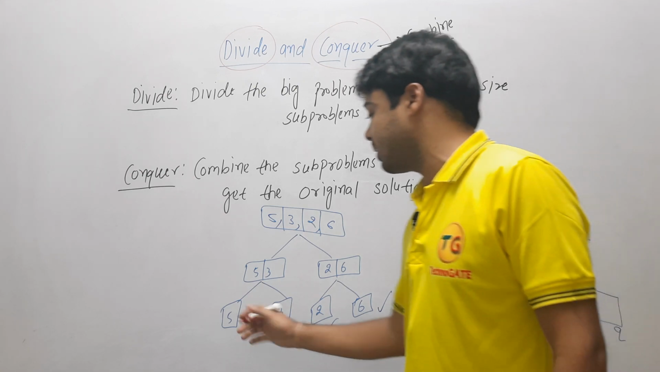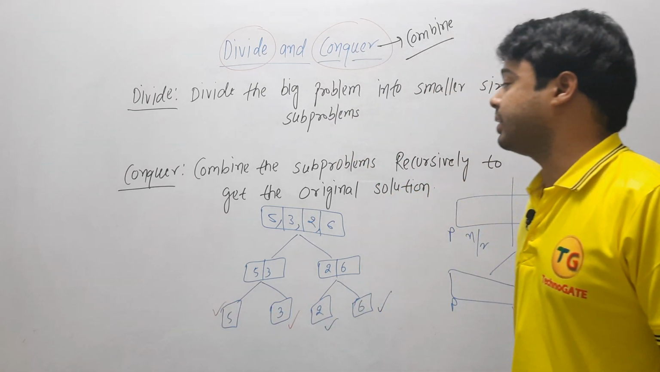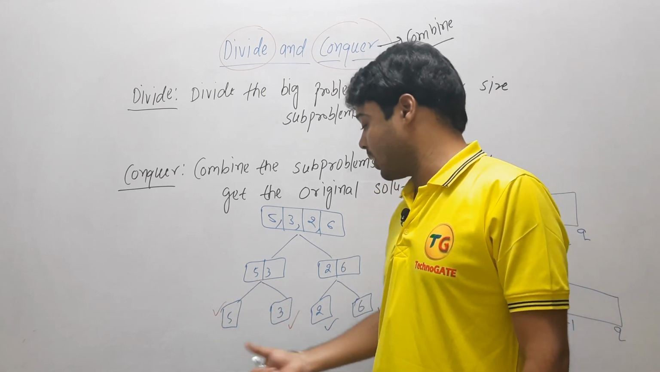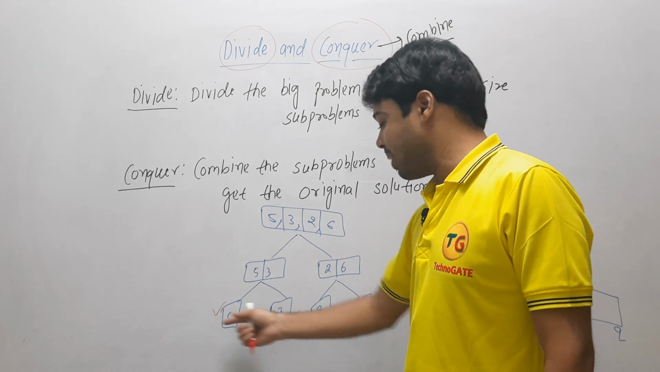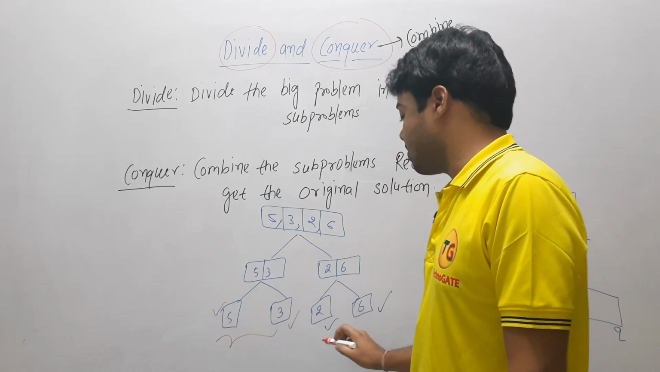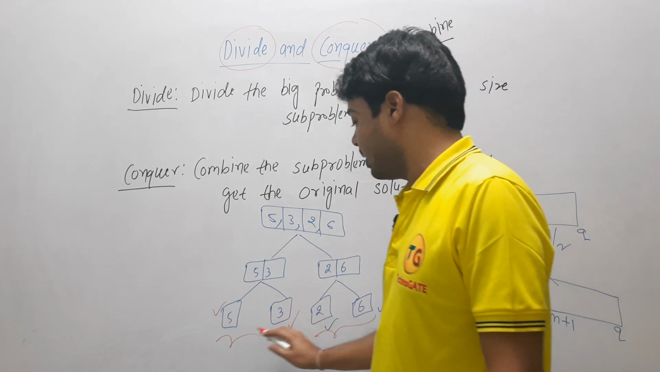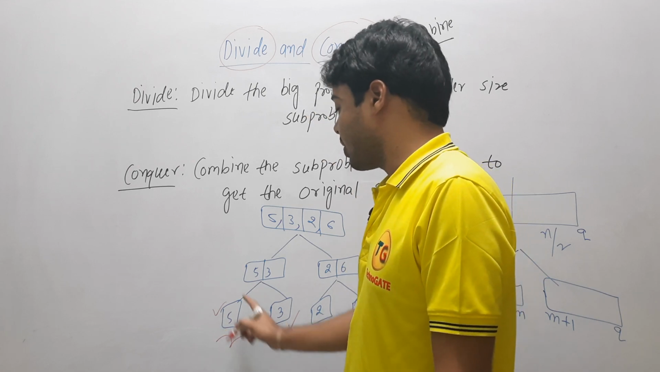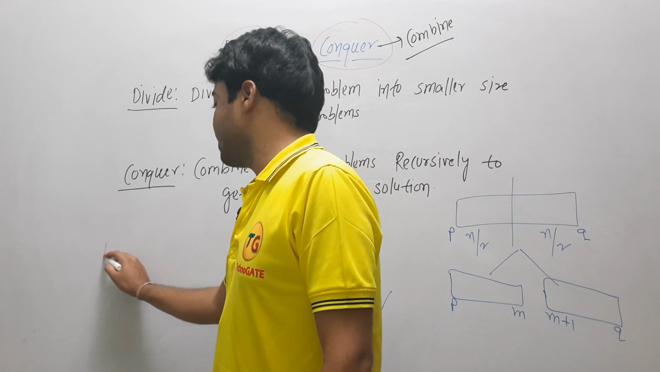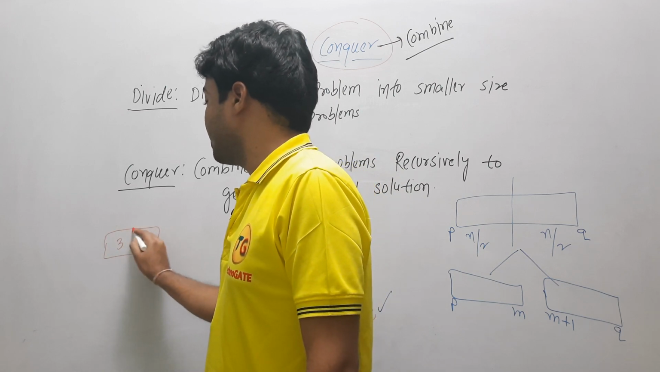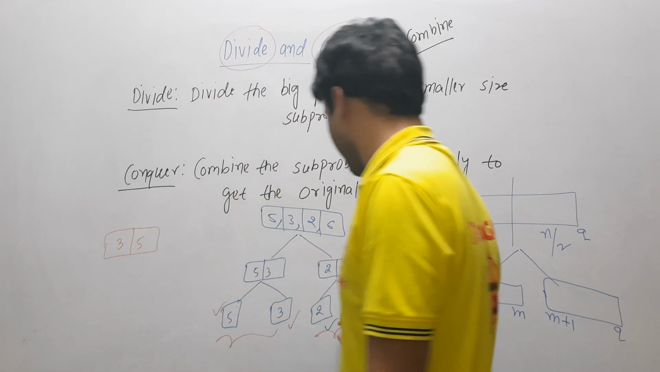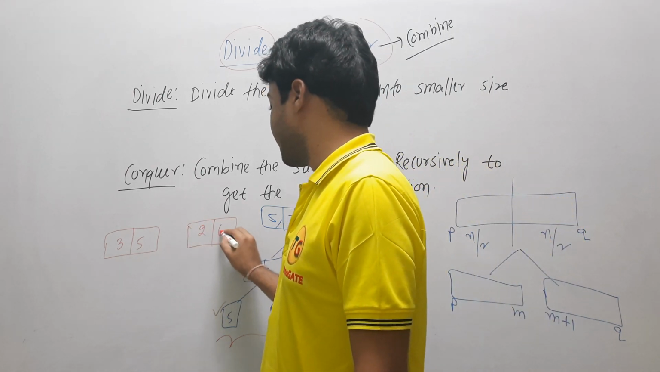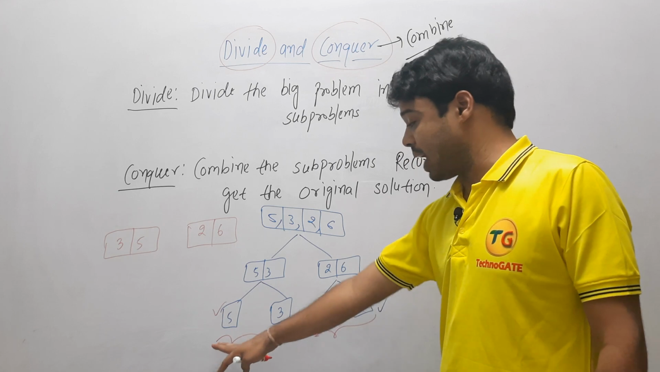After the division, we combine the problems. According to the application we are using, we combine these problems. Suppose merge sort is there, then what will happen here? So 5 and 3. Each is a sorted sub array, so we combine them. Then 3 5. And what will happen here? 2 6. Combine both of them. So 5 3 sorted. This is an unsorted array.